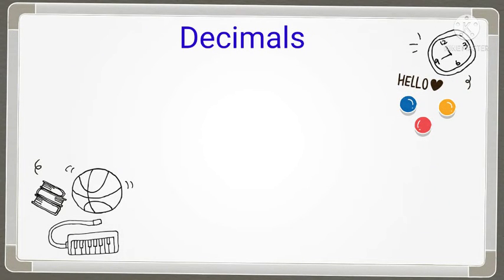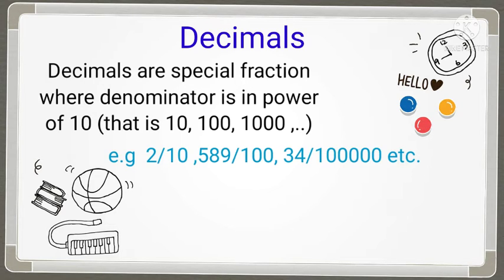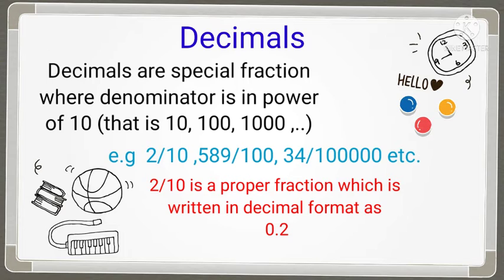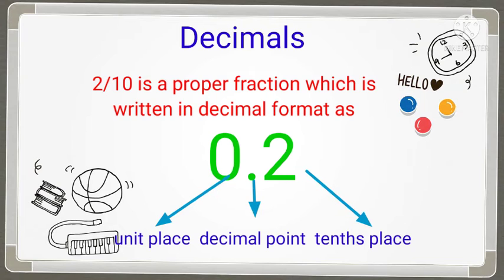Now, decimals are a special kind of fraction in which the denominator is 10 or a power of 10, that is 100, 1000, 10,000 and so on. Now let's say we have a fraction 2 over 10. In the decimal format it is written as 0.2, where the point is called the decimal point.